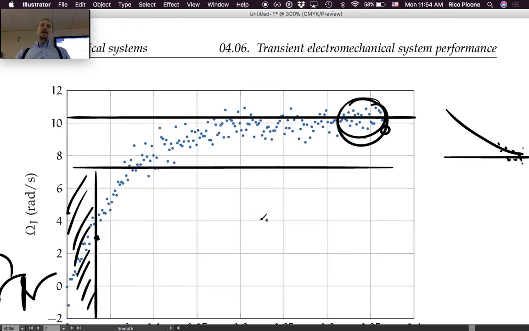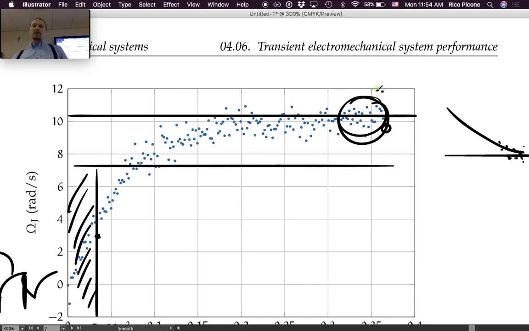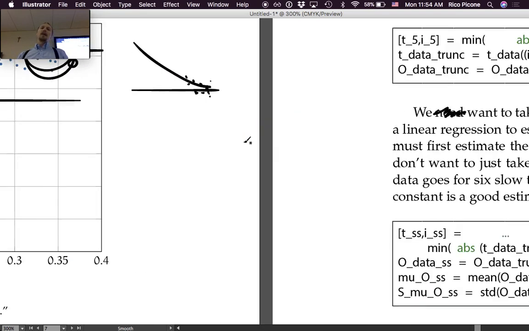These values are coming from these ones right here that are wandering up above the steady state value. That's where our issue is. But if we just simply lop off all those, we're going to bias the data in a certain direction, right? Also, we can't just take the real part. Essentially, we're going to be biasing it any way we cut it. So there are some options that we have.